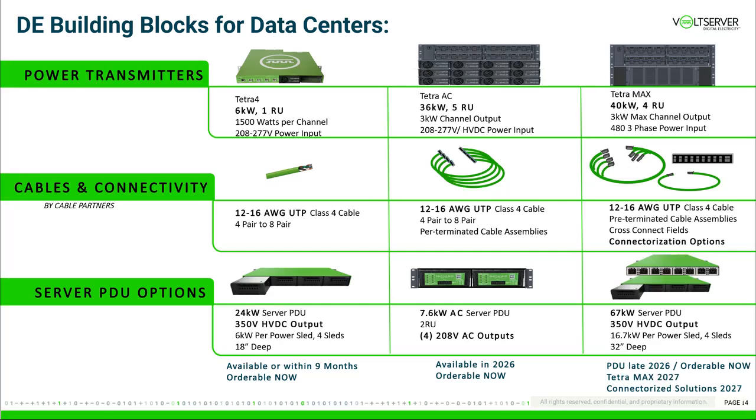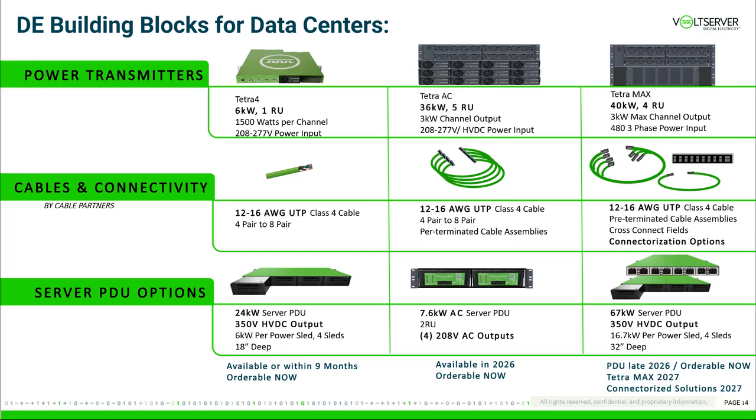So then when we look into moving into late 2026 and into 2027, on our transmitters, we're going to have a 3-phase direct input transmitter. Again, that's 3 kilowatts max channel output. Both the Tetra AC and the Tetra Max will have 16 channels. But the Tetra Max will be 40 kilowatts plus and 4 rack units, so a little bit better power density than the Tetra AC.